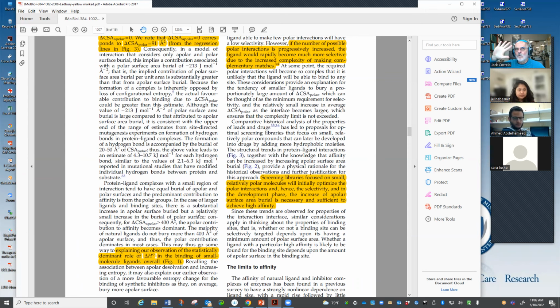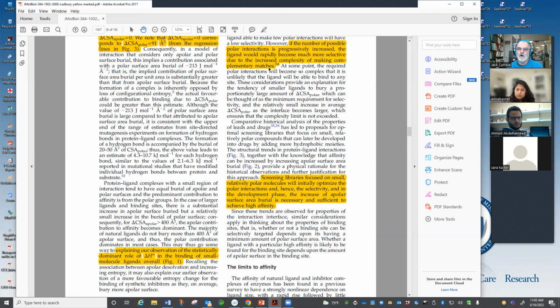Part of the argument is that when you increase the amount of polar burial, you necessarily are forcing a hydrogen bond and an electrostatic interaction and a van der Waals contact to be in a very specific place with a very specific distance and a very specific orientation. And as you add more of them, you are constraining where those things can be. Okay, so this is the reference to more selective due to increased complexity of making complementary matches. And that becomes more and more difficult.